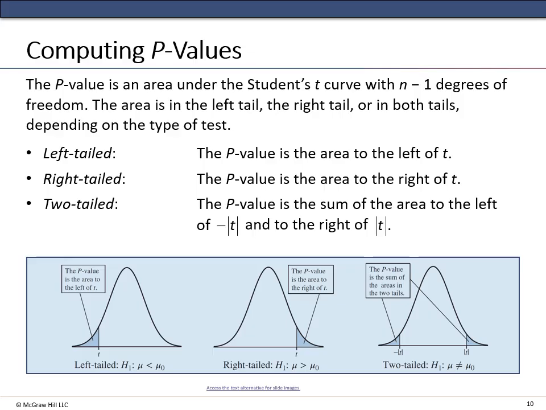The p-value is an area under the student's t-curve with n-1 degrees of freedom. This is table A3. The area is in the left tail. This is for the alternative when our hypothesis is less than the null hypothesis. The right-tailed, it's greater than, or two-tailed, where we're just saying it doesn't equal, okay? And again, I think the one that you have to be careful about is definitely the two tails, because you have to double that area.